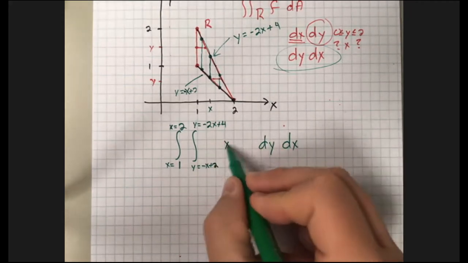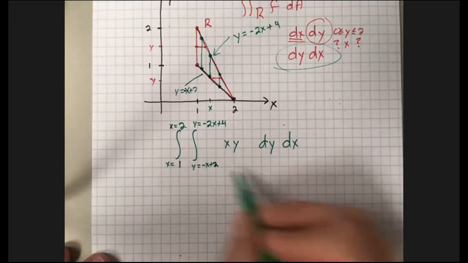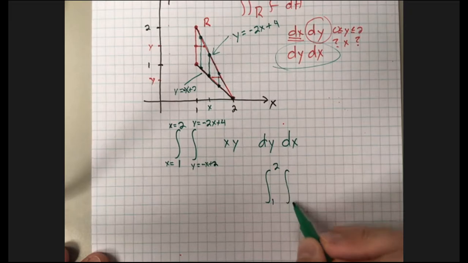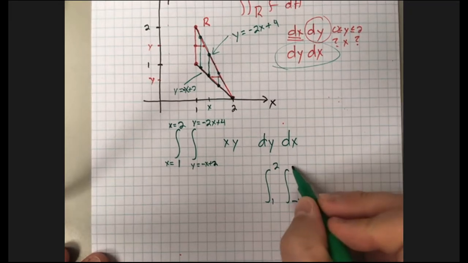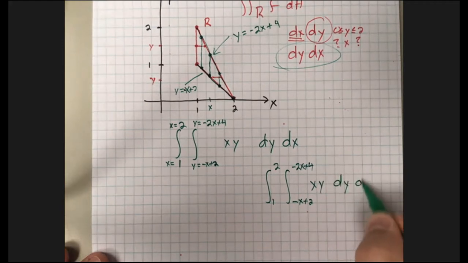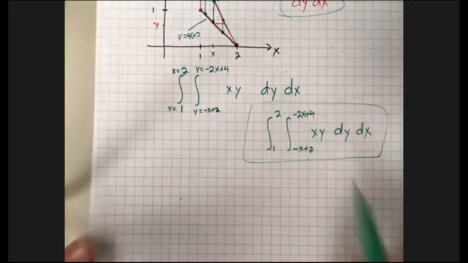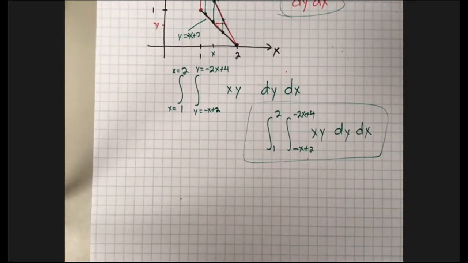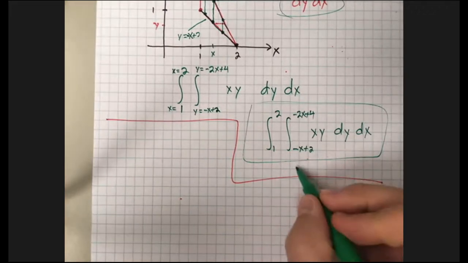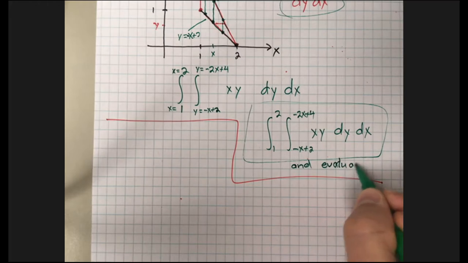So now I'm going to evaluate the function xy. Writing this as an integral without the equations all over this, it looks like this: integral from 1 to 2, from minus x plus 2 to minus 2x plus 4, of xy dy dx. And I think we're actually going to save that and evaluate it. I'll go through the evaluation here in a second.